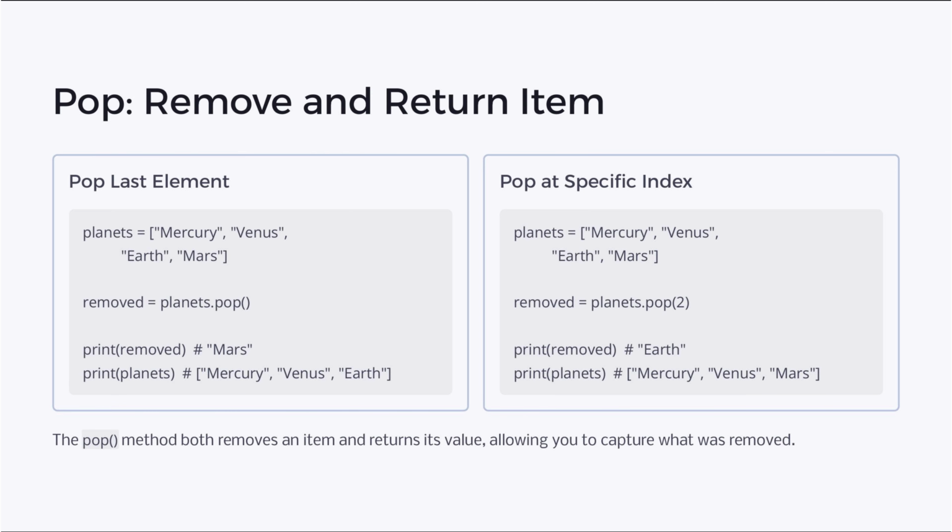The pop method efficiently removes and returns an item from a list. By default, it removes the last element, as seen with Mars. Alternatively, specify an index to remove a specific item, like Earth. This dual functionality of removal and return is useful for managing list elements dynamically.